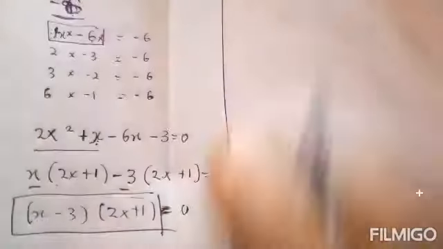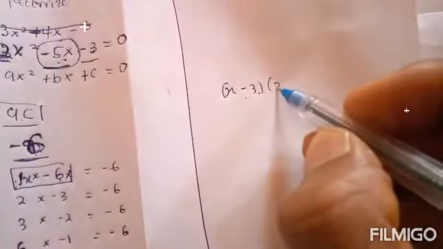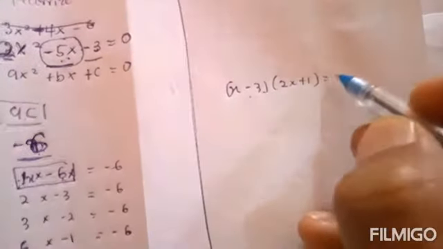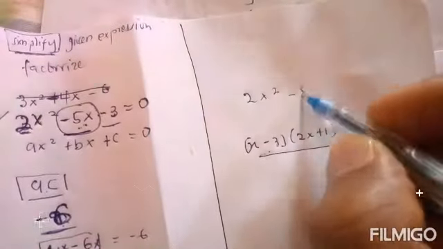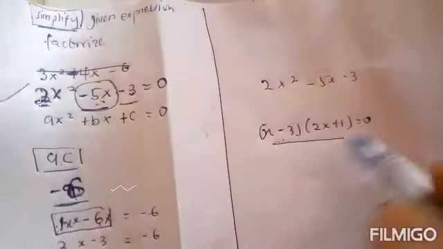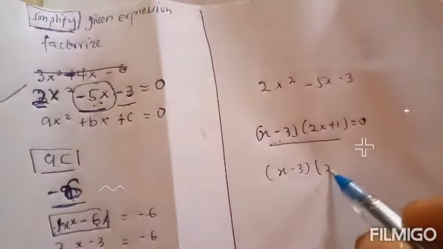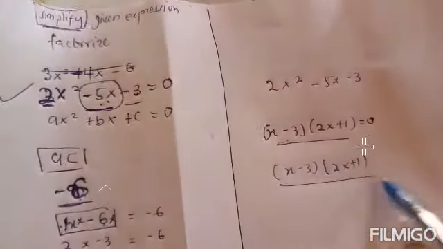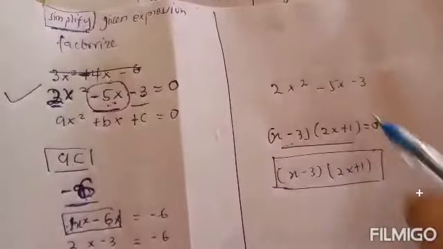After you've done it this way, the only thing you are going to write is x minus 3 in a bracket, 2x plus 1. Because it was an equation they gave you, you leave it this way. But if they had given you an expression, just 2x squared minus 5x minus 3, after this you will not equate it to 0 again. It will be x minus 3 multiplying 2x plus 1, all in their brackets. You understand? So this is just the simplified or the factorized form of this one.